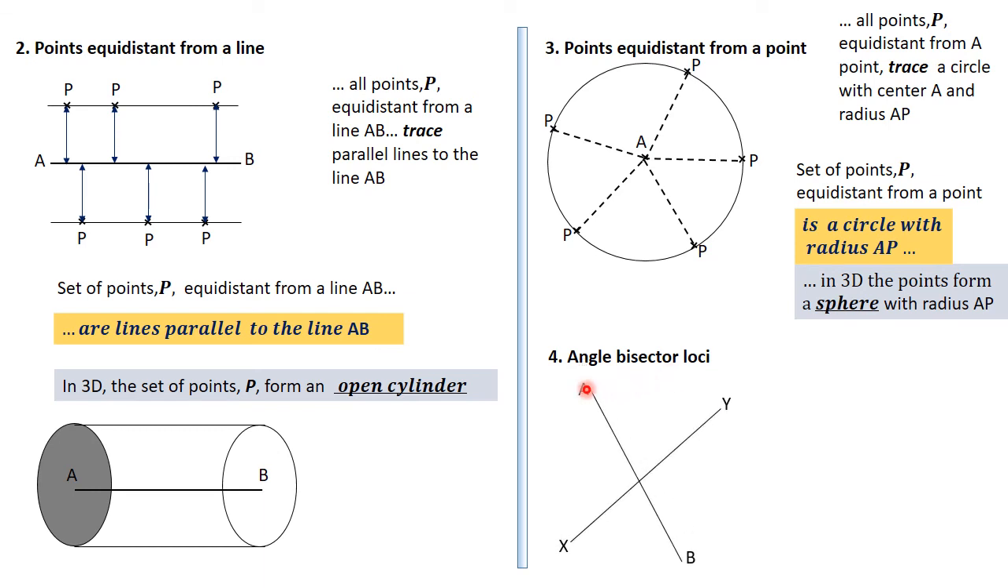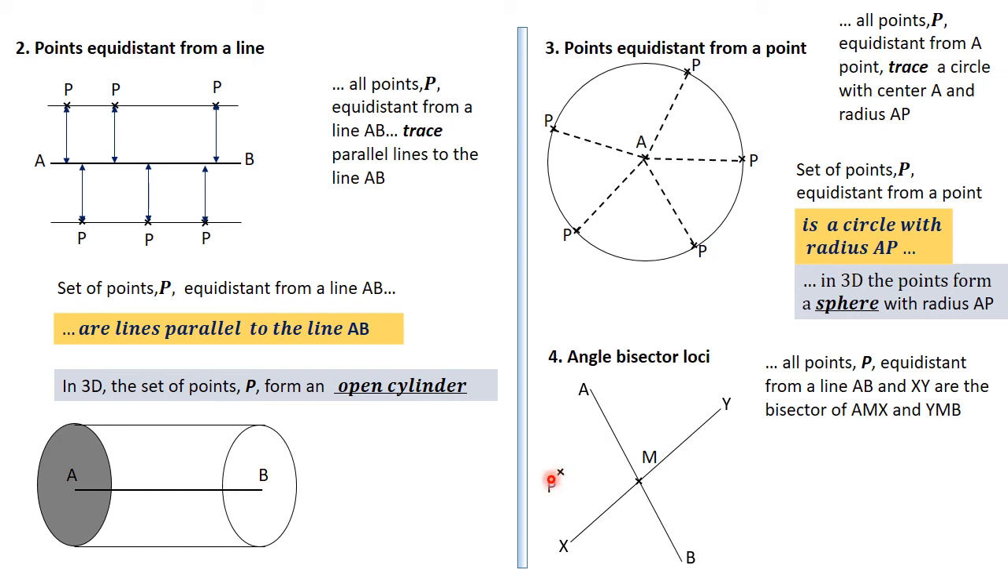If we have lines AB and XY intersecting at a point M, then all points P which are equidistant from the lines AB and XY, simultaneously, form the bisector of the angles AMX and YMB. A very loaded statement. Let me break it down. Say we have a point P such that the shortest distance to the line AB and the shortest distance to the line XY are the same.